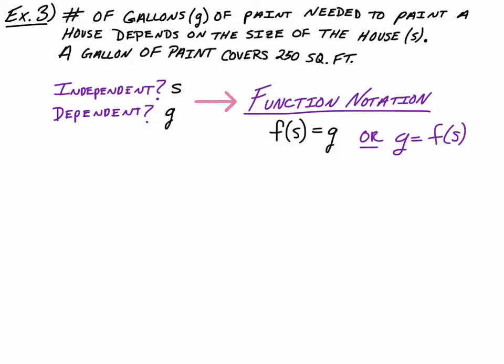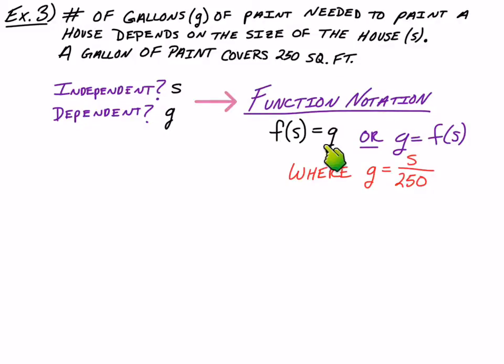But in this case, we can actually write a formula because we know something special about that variable g. It says a gallon of paint covers 250 square feet. So how much paint we're going to need if a single gallon covers 250 square feet, we can take the size of the house, S, the square footage, and just divide it by 250. So G is actually just equal to S over 250. So if you're painting something that's 1,000 square feet, 1,000 divided by 250, you would need 4 gallons of paint.